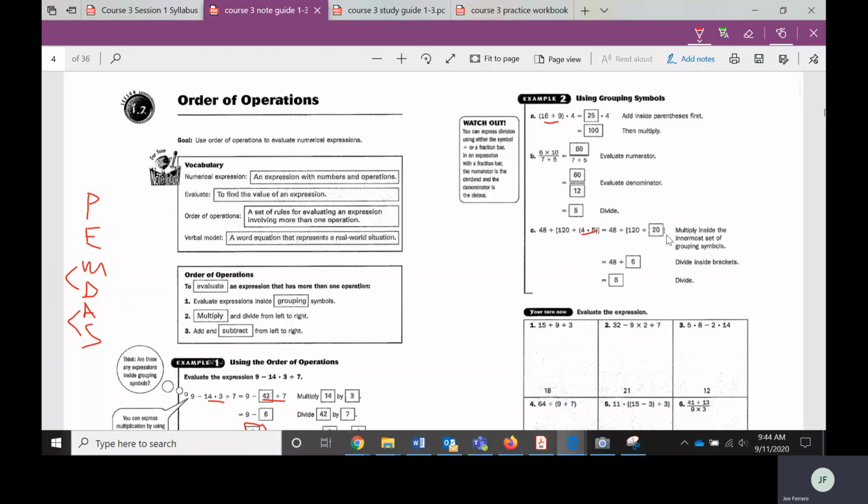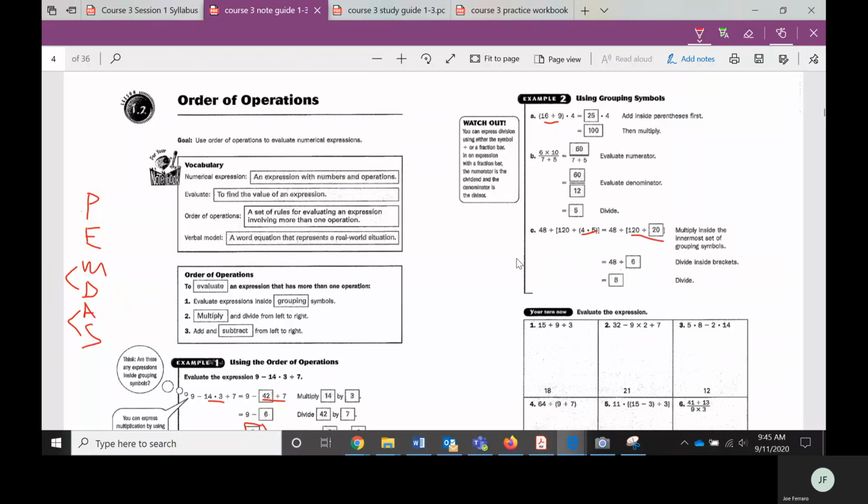So now we still have this bracket. So we need to divide what's in the bracket because there's a division sign. So 120 divided by 20 gives you 6. So we did that, we get 6. Now the last step, we just copy the 48, we copy the division, we had our 6 from this division, and we just go 48 divided by 6 is 8.